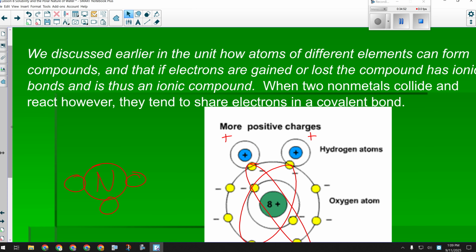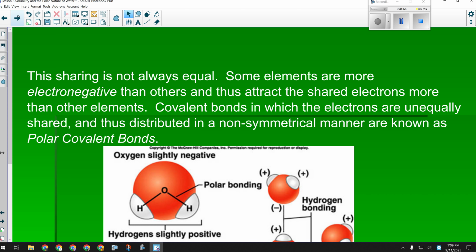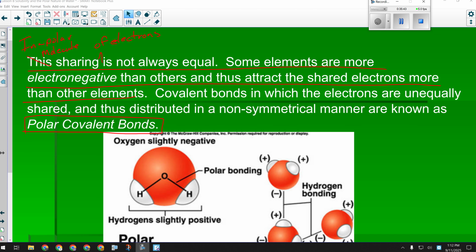Questions on that idea of polar. I'm going to have some stuff here that I'll have you copy down that's kind of like definition stuff. So in a polar molecule, the sharing of electrons is not always equal. Some elements are more electronegative than others, and thus attract the shared electrons more than other elements. So let's have you write those sentences, and then you can just write that that is called a polar covalent bond. I'll give you a minute to write that. So the bond between hydrogen and oxygen is a polar covalent bond.